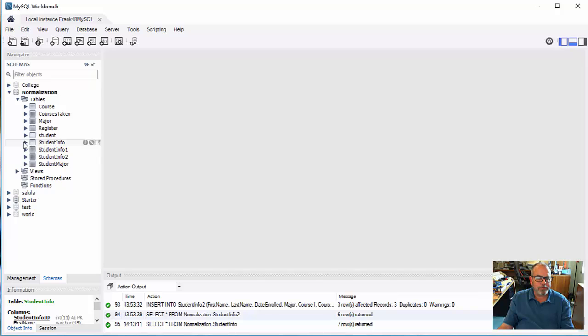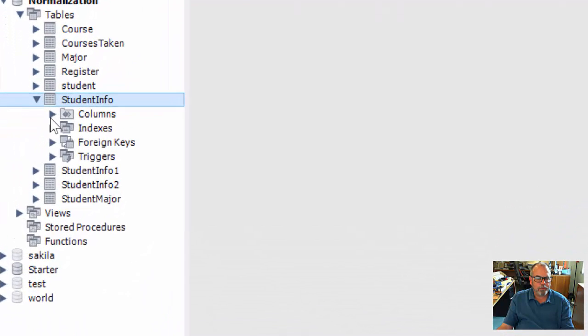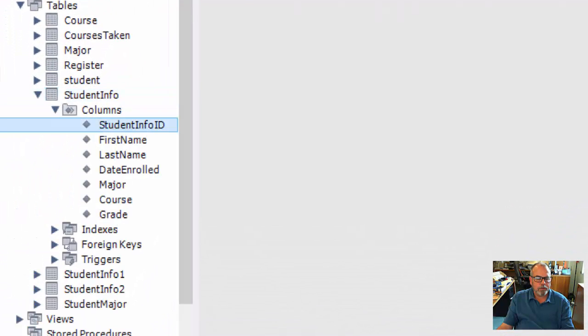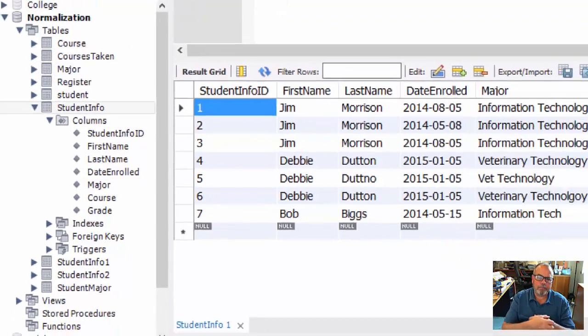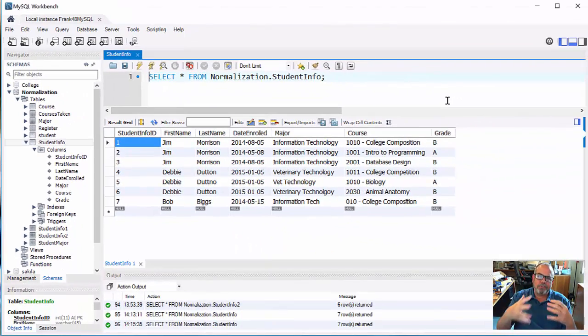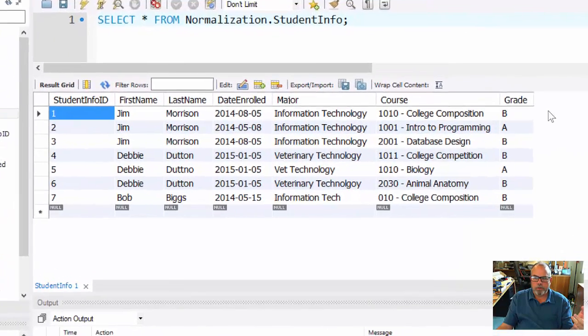The table that is in first normal form is the student info table, and you can see we've got a number of columns here. Let's go look at what its data is like. Okay, we are holding the same information we've been holding up to now. That is first name, last name, enrolled, major, minor, and grade.